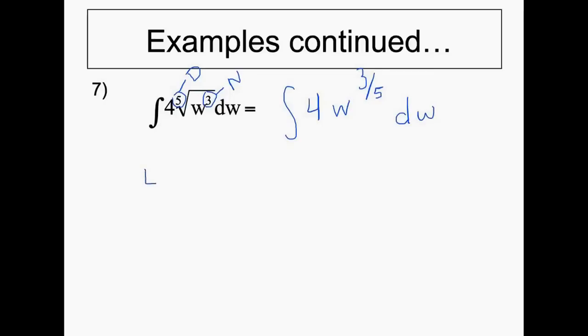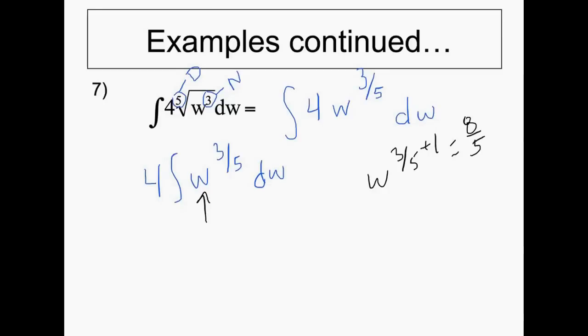Some of you may in fact bring the 4 out. Again, that's just going to be a matter of preference in some of the examples. In some of the examples it's probably going to be very necessary. This one it's just going to be a preference example. So here, once I've rewritten it, I know that I'm going to have to take w and raise it to the 3/5 plus 1 power, which is going to be 3/5 plus 5/5, which would be 8/5. When I raise it to the 8/5 power, I have to divide by 8/5. The 4 out in front of the integral remains multiplied. So that's the first pass through it.